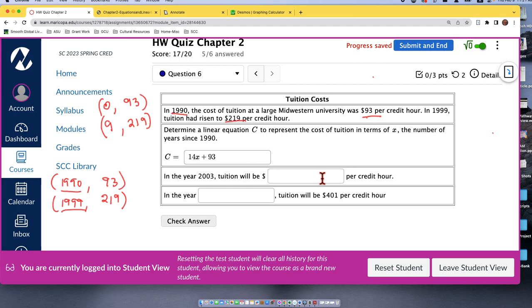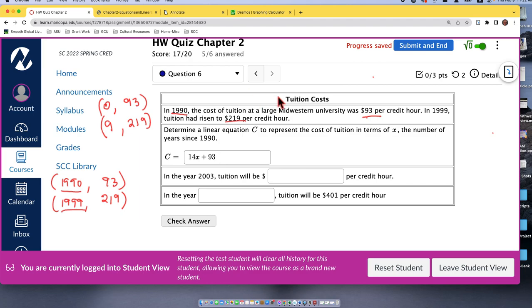So 2003 is what kind of, in our equation, what? Where does that go? It's a number of years, right? And where are we starting? 1990. So how many years is 2003 from 1990? 13. So we're going to plug in 13 for x, right?